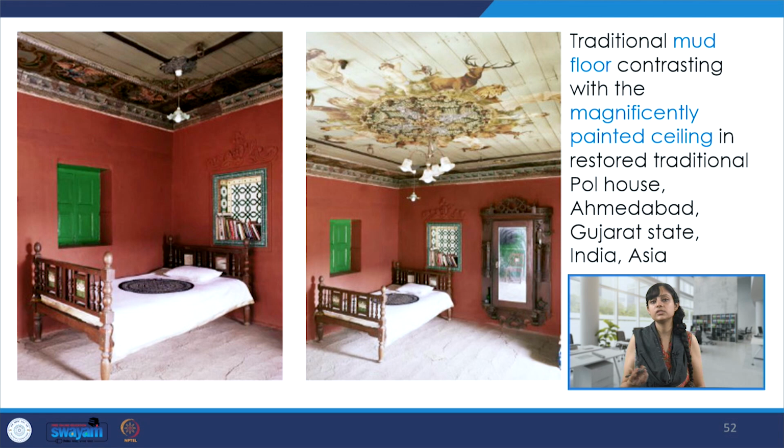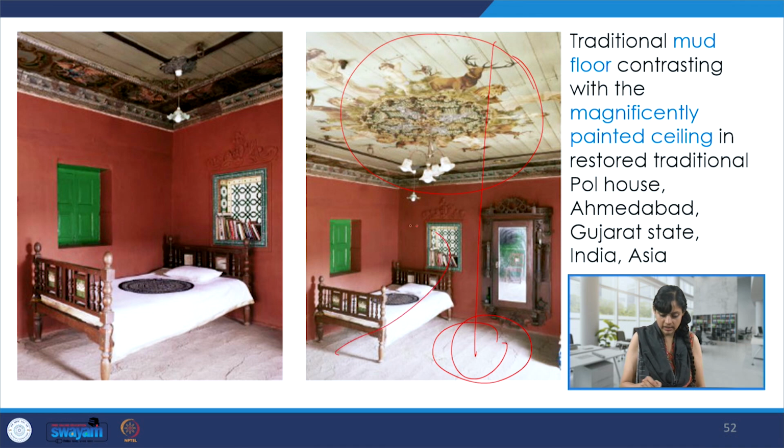This is another one where there is a traditional mud floor over here, and there is also a contrasting, magnificently painted ceiling, and again a very interesting furniture piece over here. And this is also from the pole house in Ahmedabad, and this furniture is very distinct, and we don't normally have these pieces of furniture readily available in the market these days. So it's very interesting to document and study these pieces of furniture.